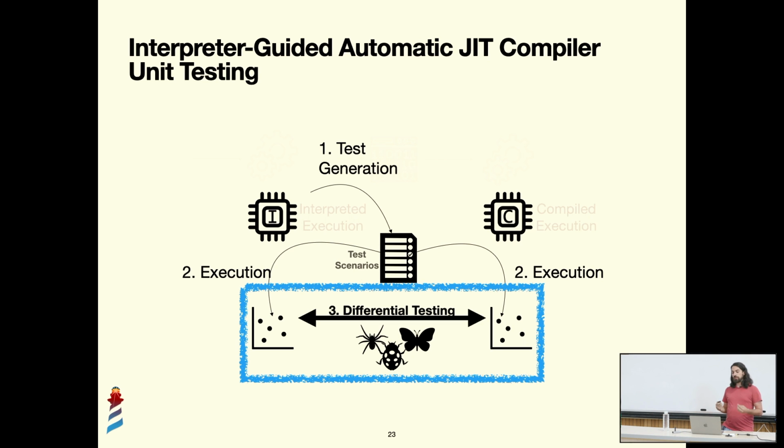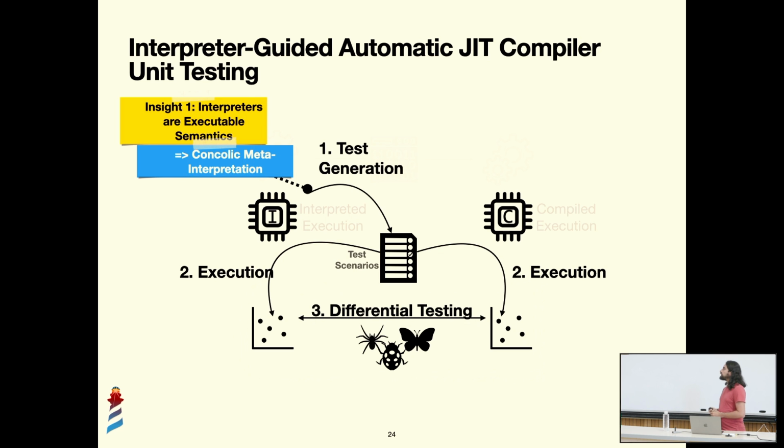So what are the insights behind this solution? First, interpreters are kind of executable semantics of the language. I'm going to show you an example now. Since these are executable semantics, we can use techniques like concolic interpretation, or concolic execution, over the interpreter.